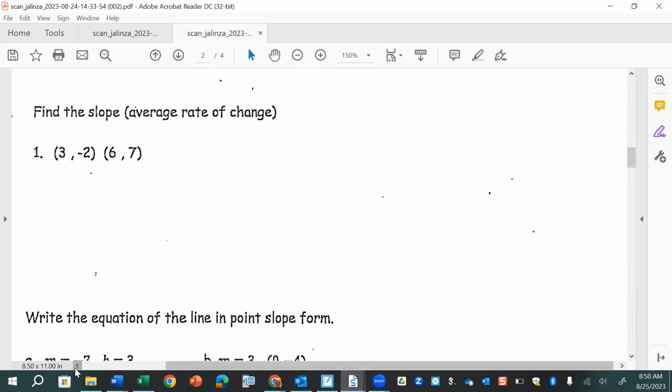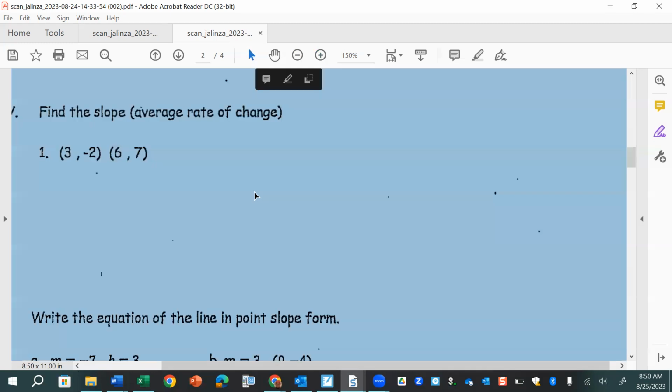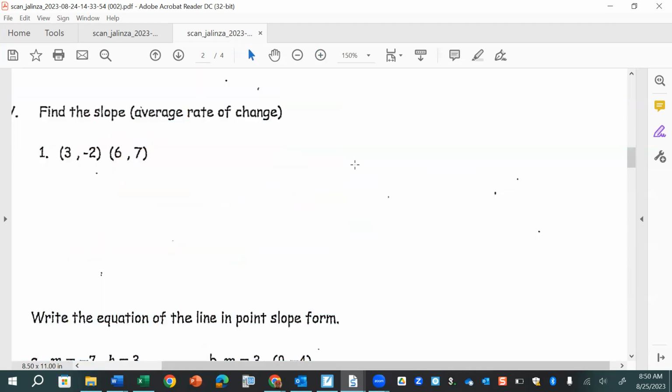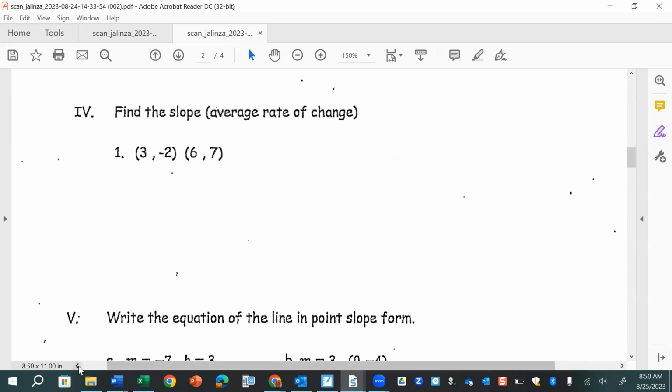All right, and this, I don't think you need me to go through it with you much. Why don't you find the slope here on section 4 for that one problem? Show your work. Thank you.